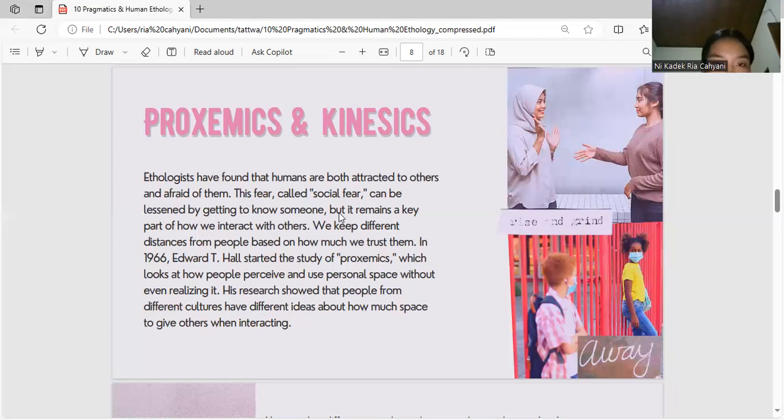So Edward T. Hall published his seminal article on human distance maintenance, which he founded in the discipline called proxemics. He defines the discipline as the study of man's perception and use of space that deals primarily with the out-of-the-ordinary distancing skill. His research revealed that people in different cultures differ in how much space they give to others when interacting.